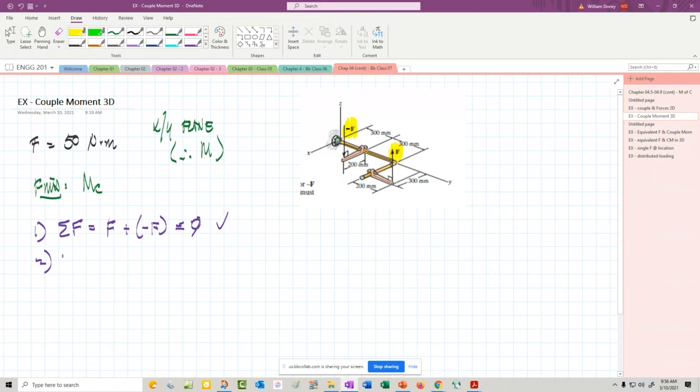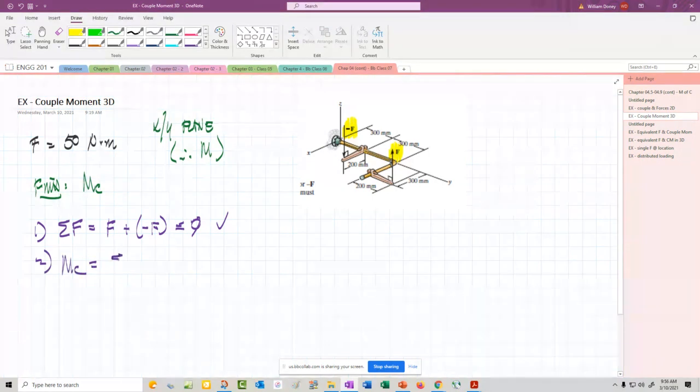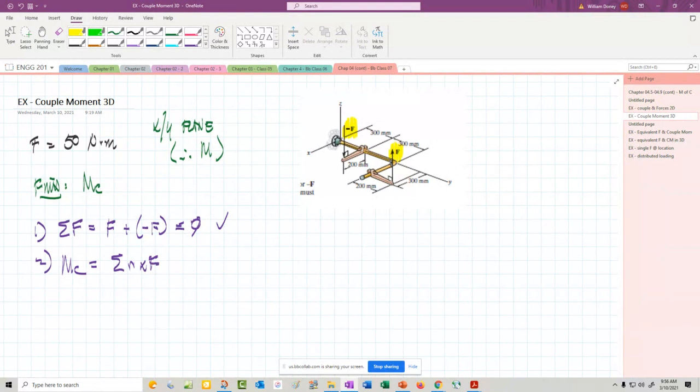All right, so how are we going to find the couple moment? Well, we're going to have to add the R cross F because we're in 3D. But we don't have to do two of them. We don't have to do R cross F of each one. We can take R cross one of the F's as long as we are crossing about a point on the line of action of the other force.